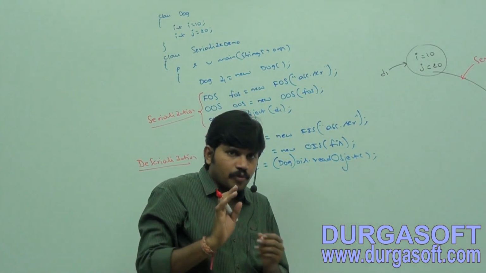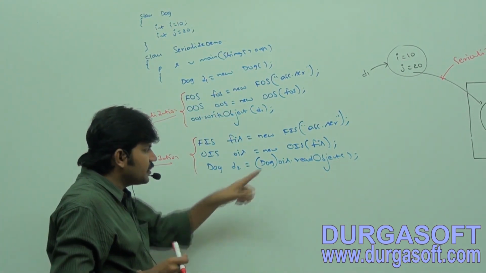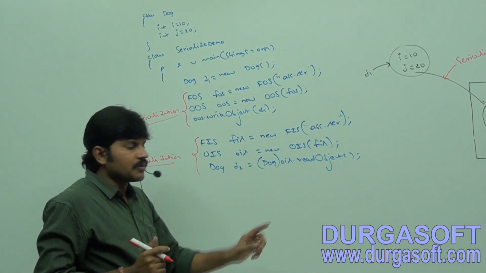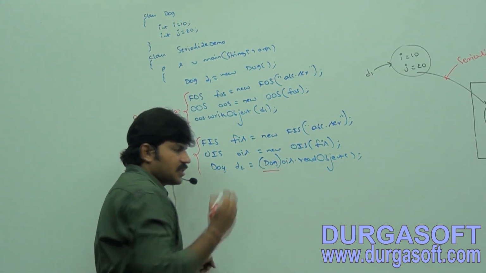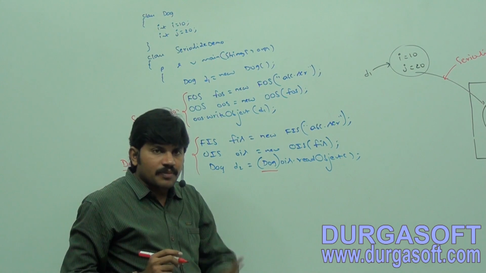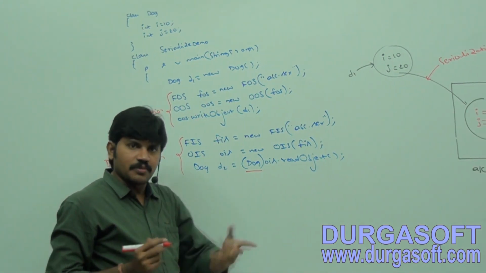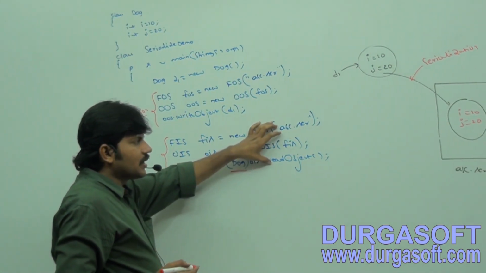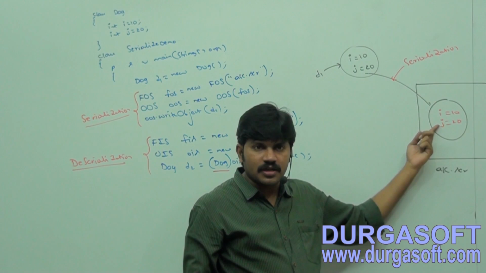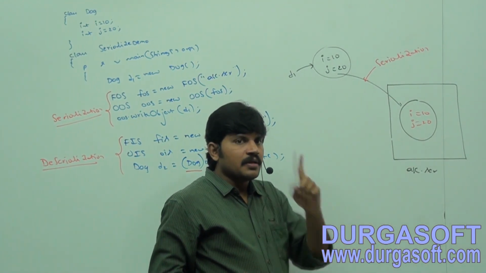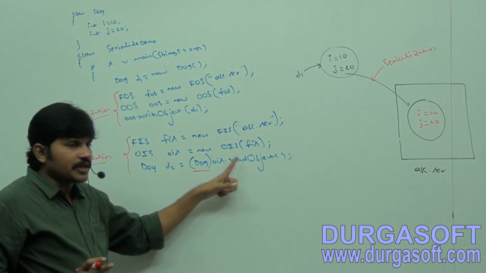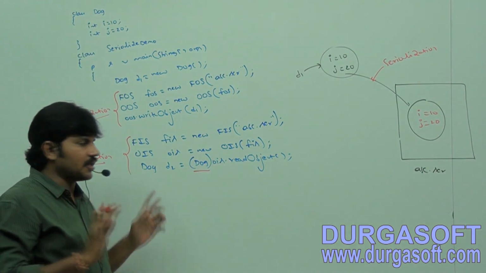But here is one very important twist. What is the twist? Dog d2 is equal to (Dog) ois.readObject(). Why is this typecasting required? Sir, the return type of the readObject method is Object, because this is the code to read any object. It may be a Dog object, a Cat object, or an Account object. That's why the return type of the readObject method is Object. That's why we compulsorily require typecasting.